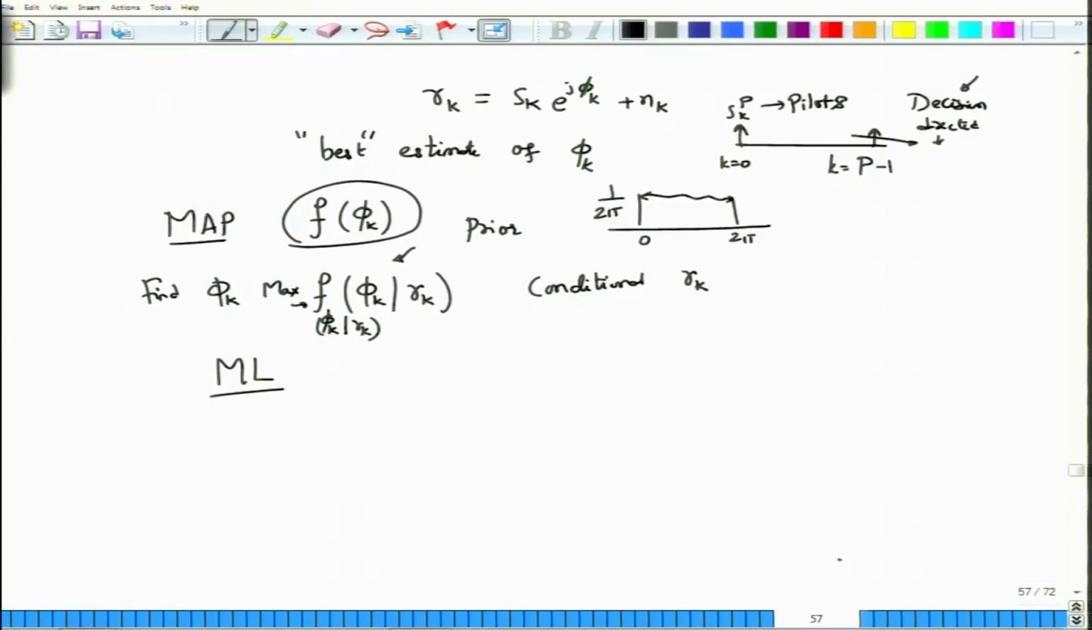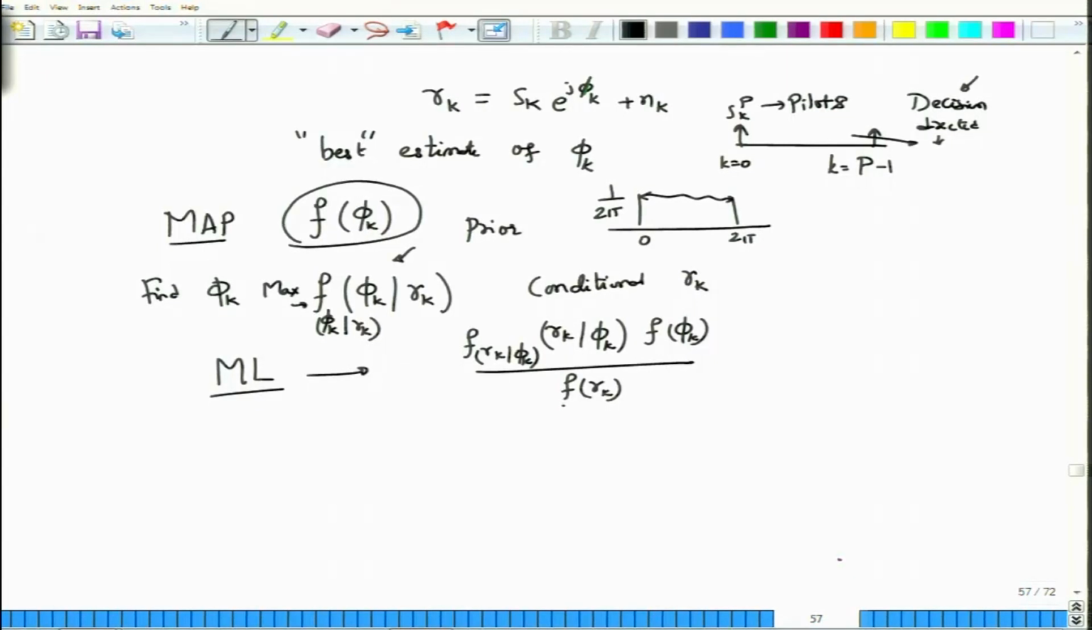Okay, where do I get this maximum likelihood? Maximum likelihood is essentially obtained by first using Bayes theorem and transforming this conditional PDF of phi k given r k into r k given phi k. So I am transforming this PDF in this manner. Of course, I need to multiply by f of phi k and then divide this entire thing by f of r k.